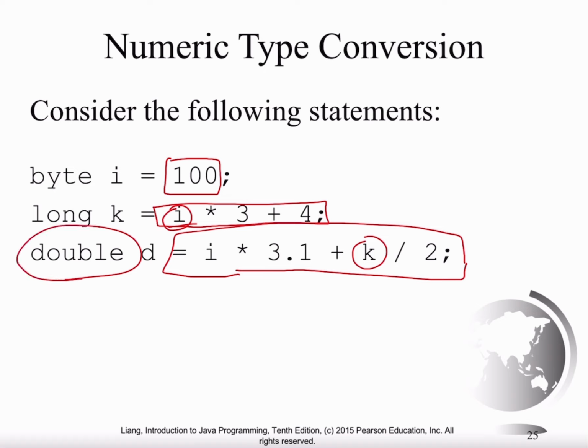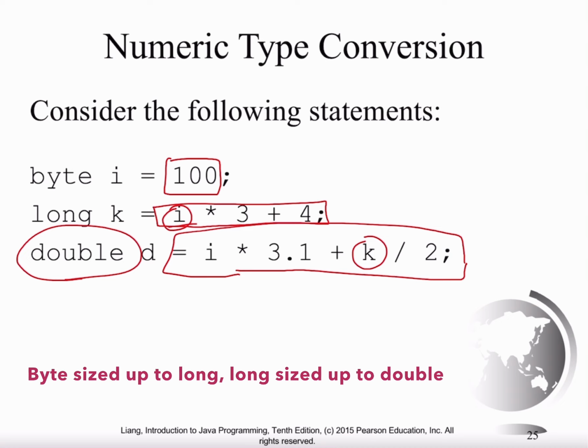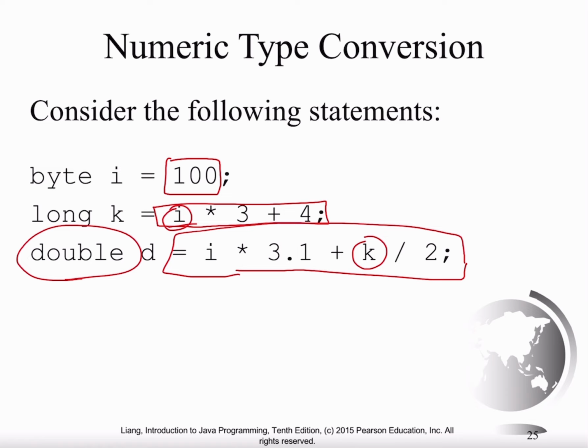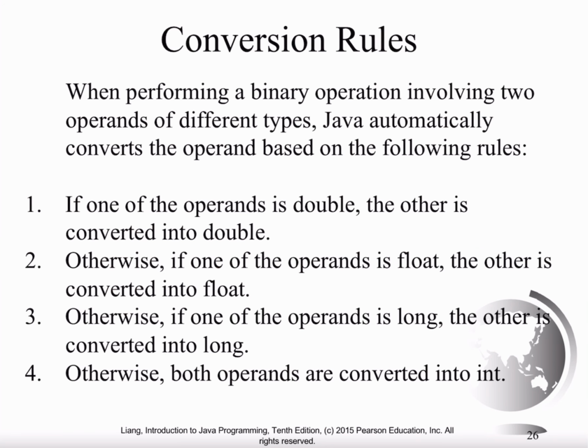But you can't do the opposite. You can't have the double sized down to, for example, byte, long, int, or whatever it is. You can convert from small to big, but not big to small. If the conversion was from big to small, some of the data will be lost, so you need to be careful about that. Here are the conversion rules. If you'd like, you can stop and take a read of them.